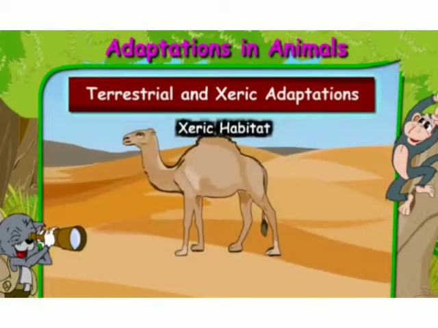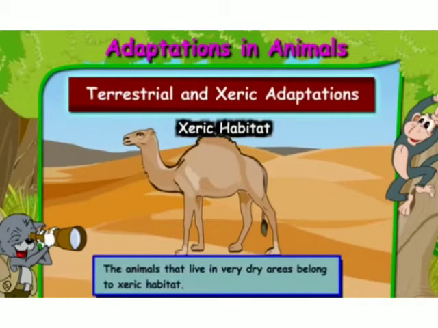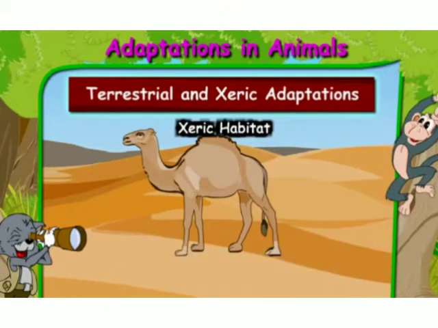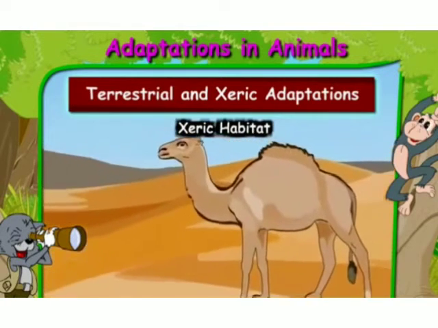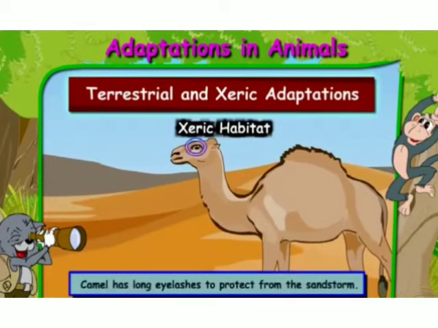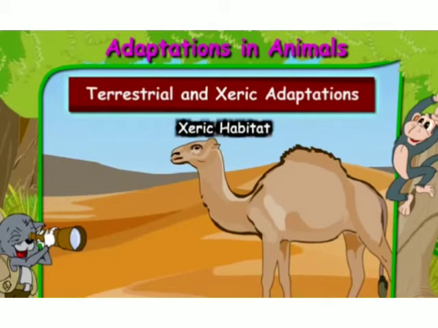Now let us take the example of camel to understand a habitat like xeric. The animals that live in very dry areas belong to the xeric habitat. In order to protect themselves from sandstorms, camels have long eyelashes. So this is one type of adaptation that camels have for their habitat.